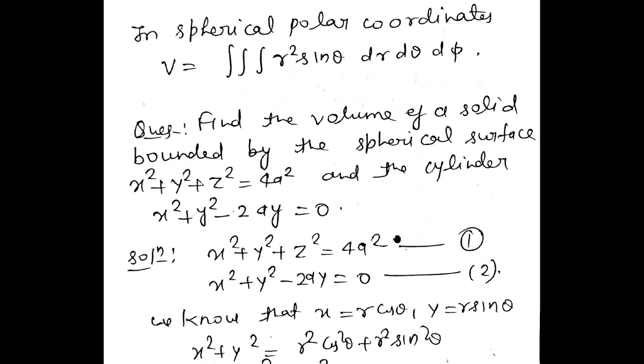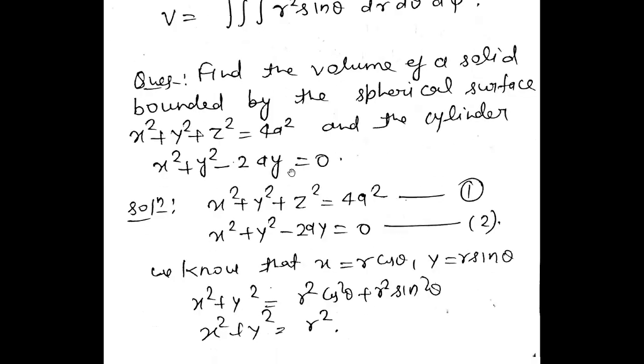Now, there is an example here. Find the volume of a solid bounded by the spherical surface x square plus y square plus z square is equal to 4a square. So this is in spherical coordinates because there are three dimensions here, x, y, z. A circle will convert into a 3D sphere. And the cylinder is also given. The equation of the cylinder is x square plus y square minus 2ay is equal to 0. So our target is to calculate the volume.